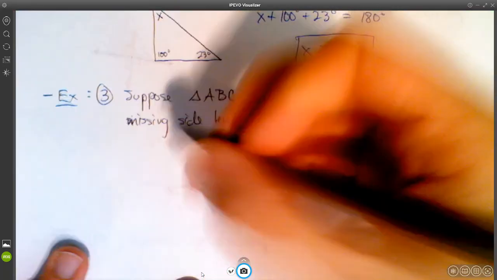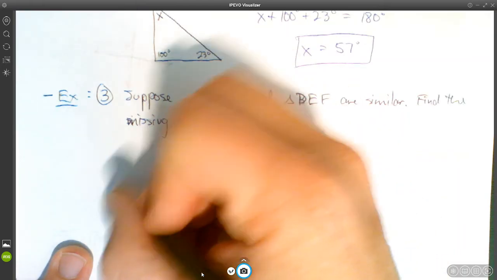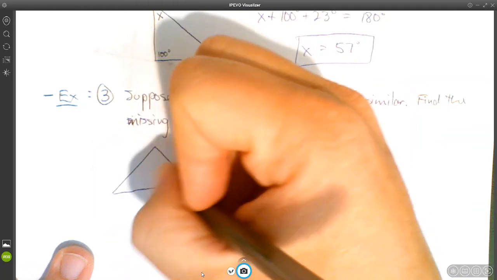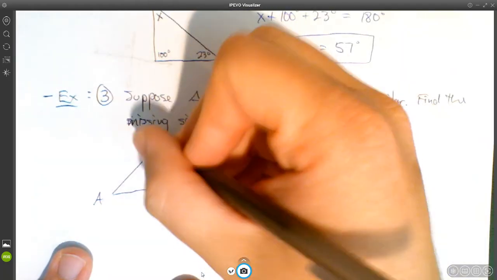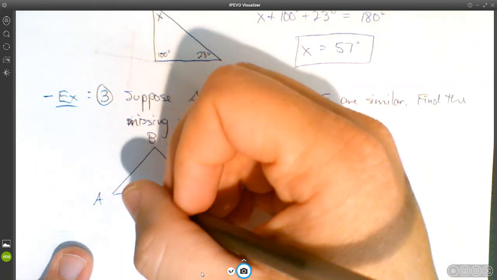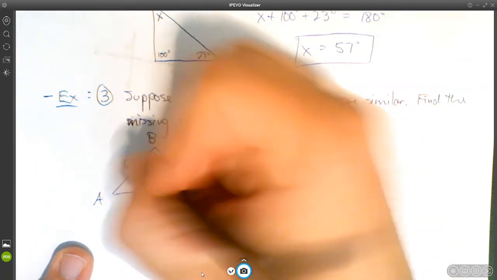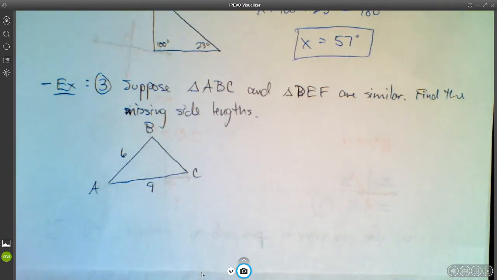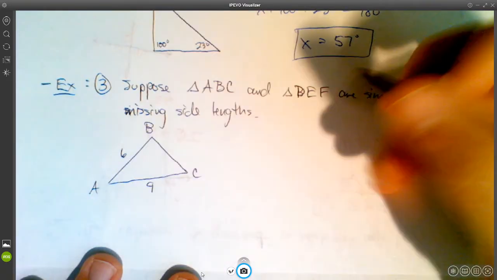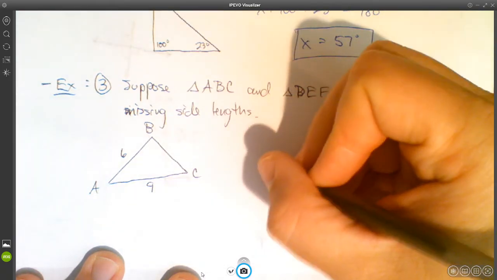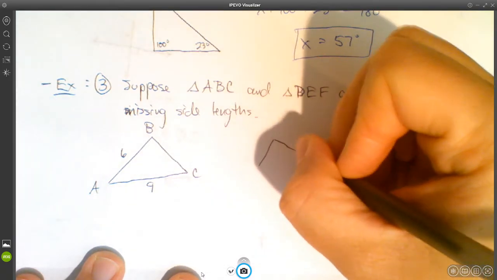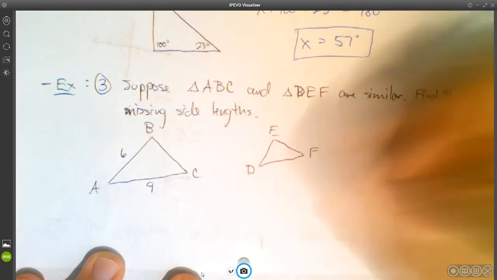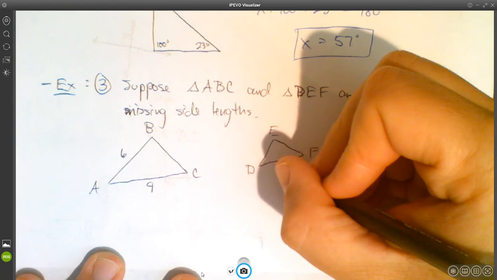Okay, so let me draw a picture. All my triangles end up looking the same. A, B, C. And let's say that that side is 6, this side is 9. I don't care what, 6 centimeters, 6 inches, 6 yards, whatever you want them to be. And then D, E, F is going to be similar. And we know that this length is 3.